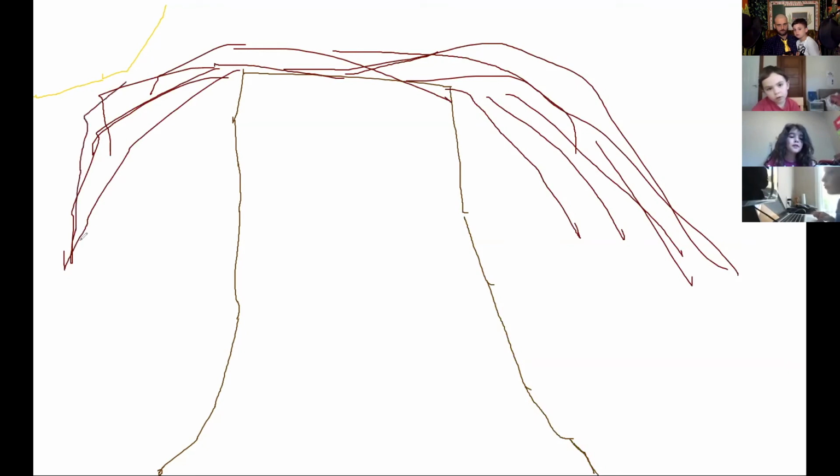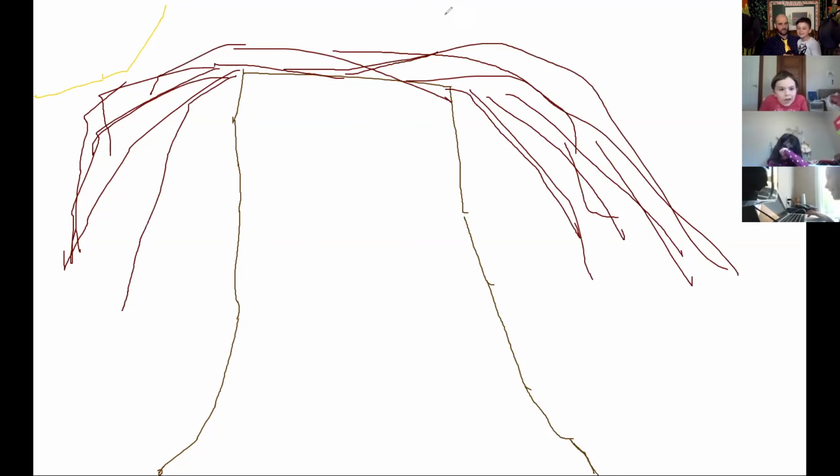Is it a cave? A cave? No. A volcano. It's... Yes. What? Oh, it's a volcano. We guessed it. It's an erupting volcano.